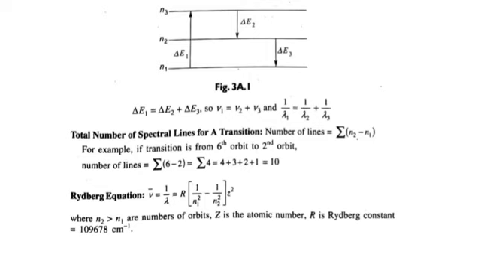Now let's discuss the Rydberg equation. Wave number is equal to 1 upon lambda is equal to R into 1 by n1 square minus 1 by n2 square into z square, where n2 is always greater than n1. These are the number of orbits, z is the atomic number, and R is the Rydberg constant. The value of the Rydberg constant is 109677 centimeter inverse, or you can say 109678 centimeter inverse.